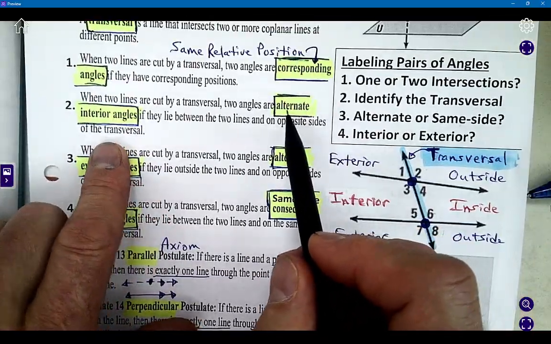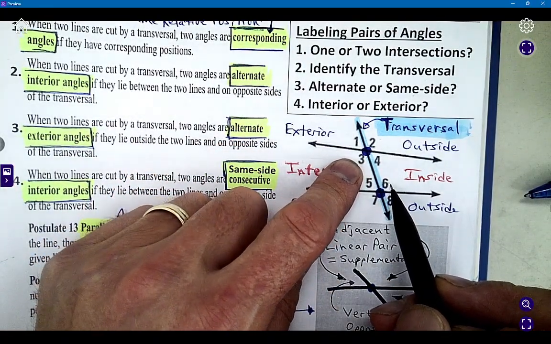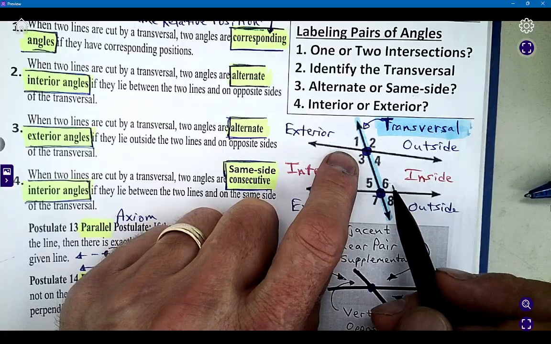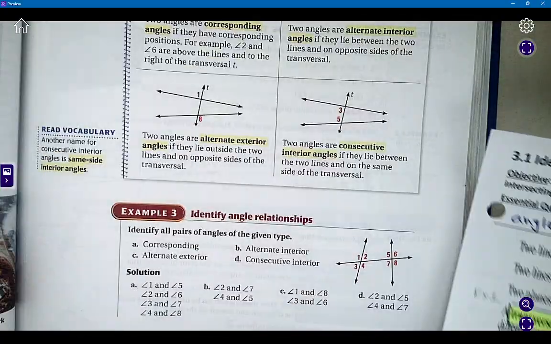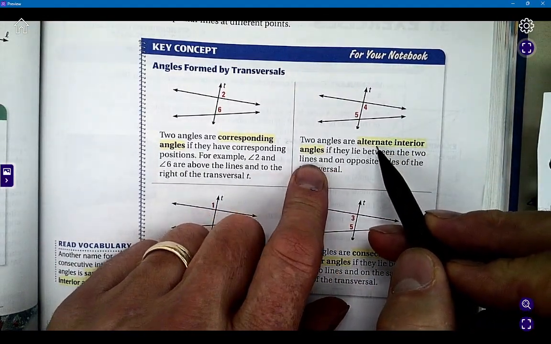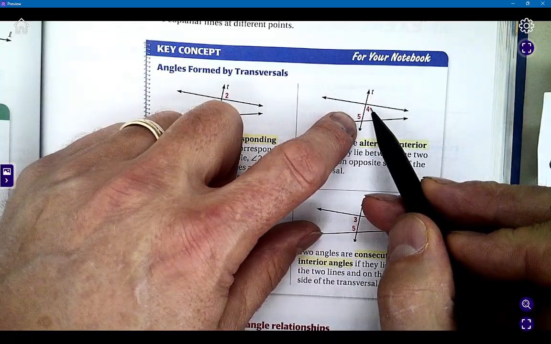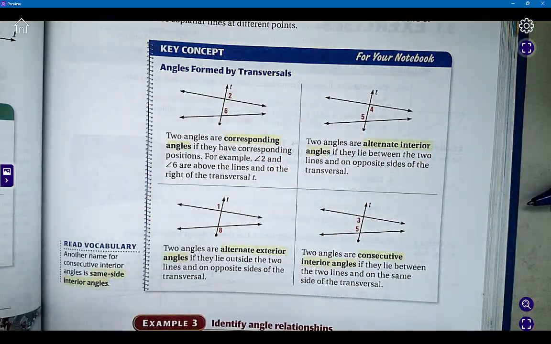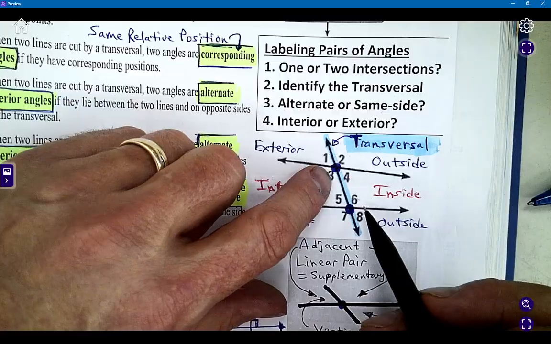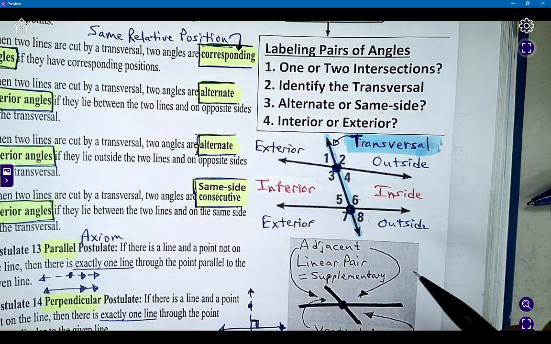So for example, let's look at alternate interior. Angles 3 and 4 are on alternate sides of the transversal, different sides of the transversal, and they're also interior. Let me show you this here. This might be helpful to look at. So for example, alternate interior would be angles 4 and 5. And of course angles 3 and 6 would also be alternate interior.